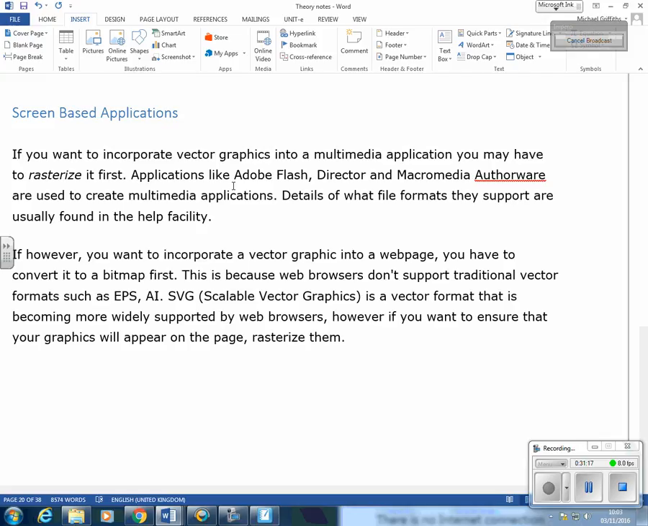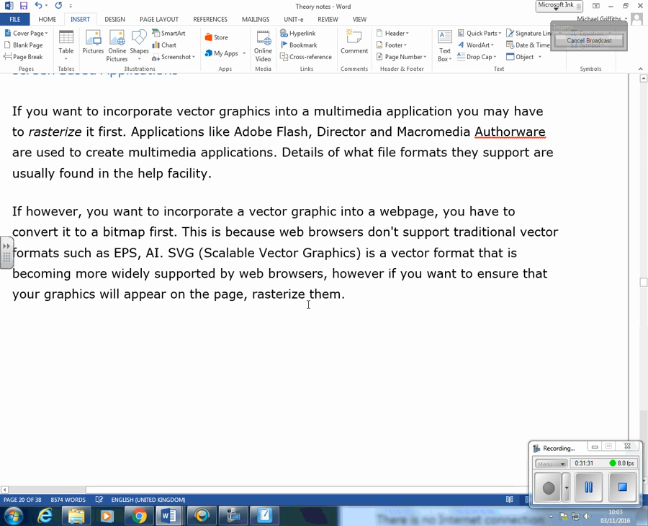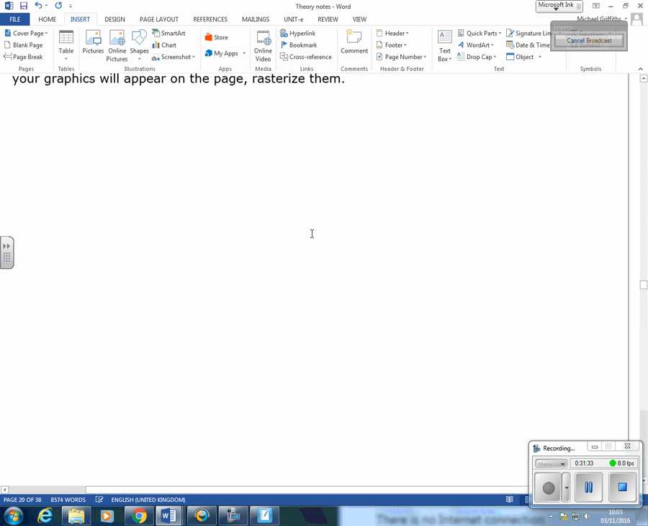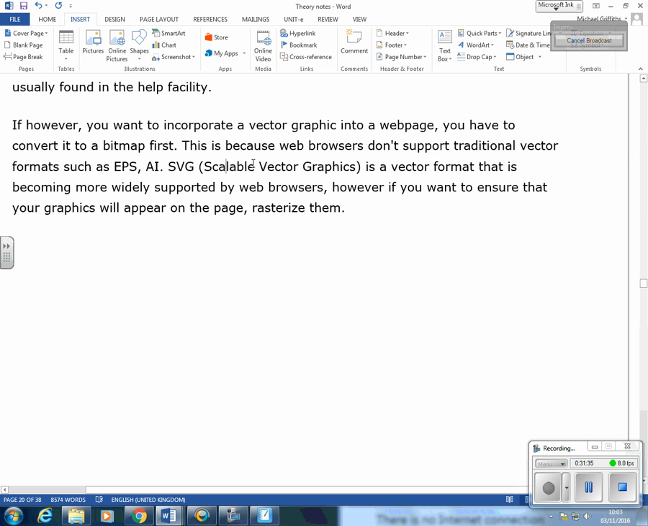If you want to incorporate vectors into a multimedia application, we have to rasterize it first. If you want to incorporate a vector into a web page, you have to convert it. This is because web browsers don't support traditional vector formats. SVG, as I say, has become more popular. Take that with a pinch of salt, this paragraph here, because as I say, it's quite old. Alright.